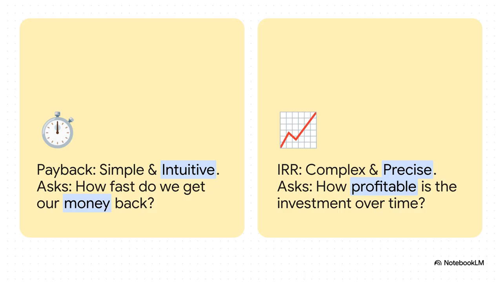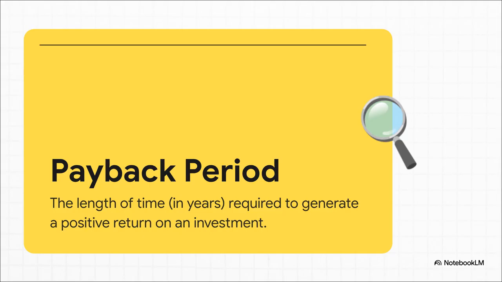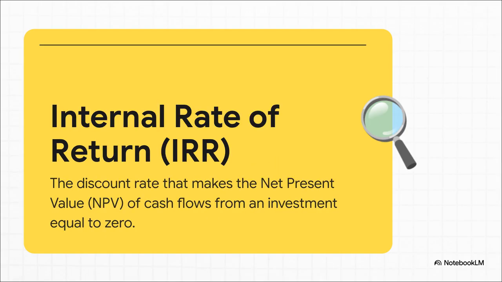What is the true percentage return of this investment over its whole life? Let's start with payback. The beauty of this one is its simplicity. If you spend $1 million on a new machine and that machine brings in an extra $250,000 a year, your payback period is 4 years. Boom, done. Executives love this metric because it's so easy to understand and gives them a really quick feel for the risk involved.